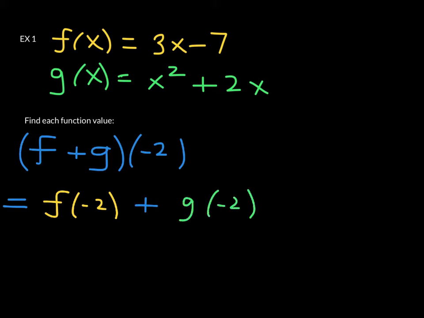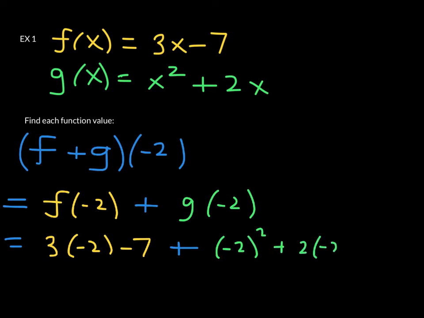So notice with my notation what I mean is we're going to plug negative 2 into f first. We're also going to plug negative 2 into g. And whatever we're getting as a result, we will add. So plugging negative 2 into f looks like this. 3 times negative 2 minus 7. Right there is my work for plugging negative 2 into function f. Don't forget we need to add that result to my result that I get when I plug negative 2 into function g. When I plug negative 2 into function g, it looks like this. Negative 2 squared plus 2 times negative 2.